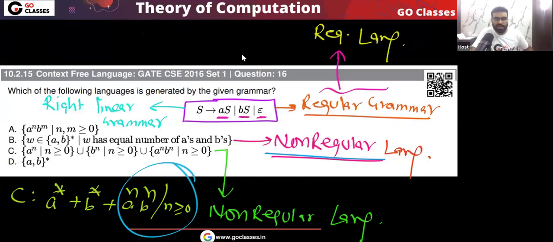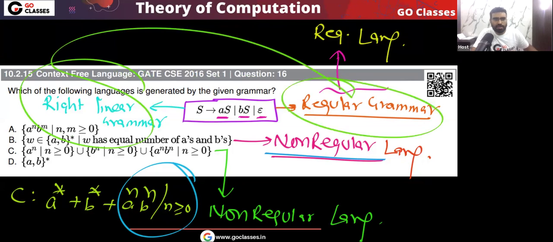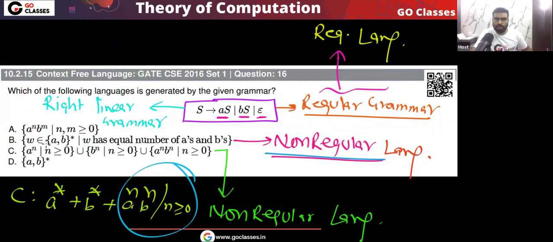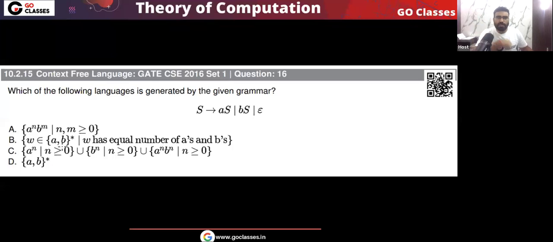So that can never be the answer. Is this clear? Because the given grammar is regular. This given grammar is a right linear grammar, and every right linear grammar is a regular grammar. So the language will be a regular language. But options B and C are non-regular languages, so they can never be the answer.